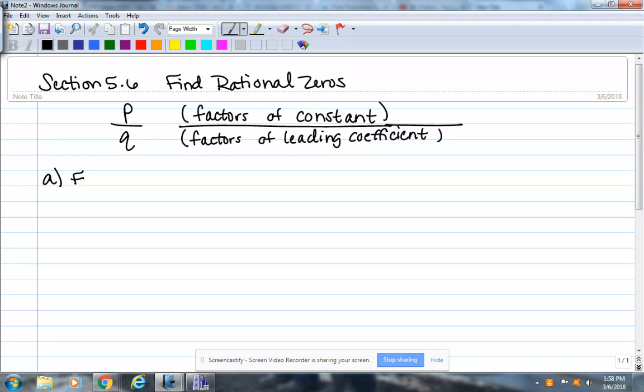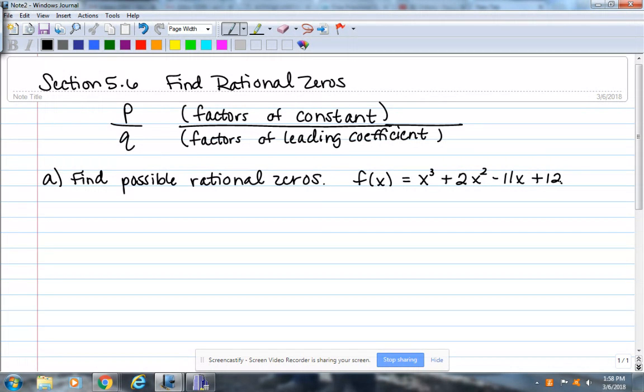So, the directions say find all possible rational zeros. So, we're not finding the solutions, but we're finding what they could possibly be. Okay, finding the possible rational zeros, which means the possible rational solutions. So here's my polynomial equation. x to the third plus 2x squared minus 11x plus 12. And to find the possible rational zeros, we're going to use P over Q.